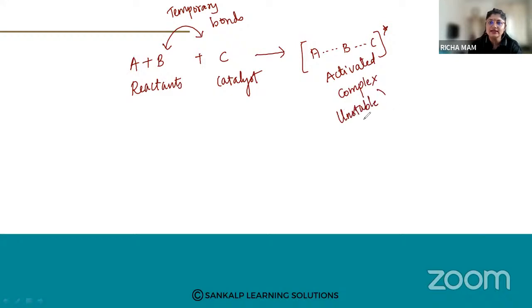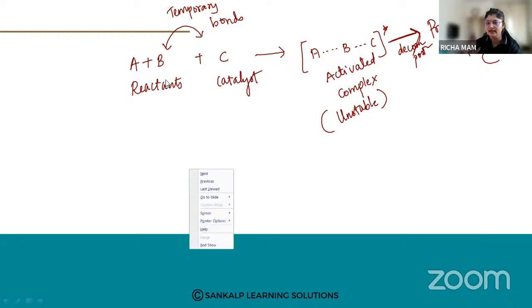And they will give you what? They will give you back your products. After that, this intermediate product will undergo decomposition to give you products plus your catalyst. So this is what I was explaining in the sentence. This is the meaning of that.